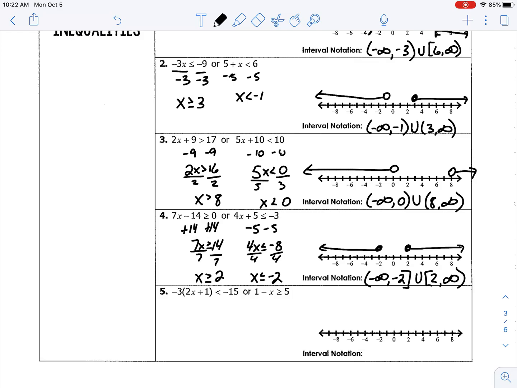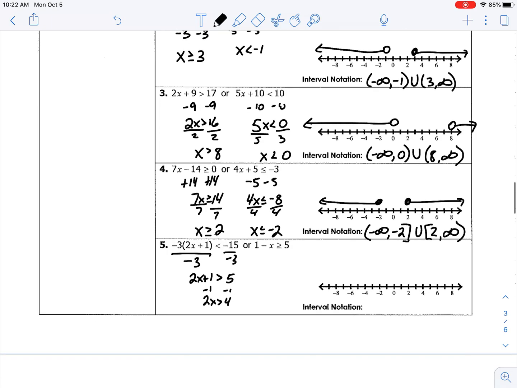In our last example, I'm going to do it a different way just because we can. There's just that one product over there, so I'm going to divide by negative 3. I divided by a negative, so I remember I'm going to switch that inequality sign. We're going to subtract the 1 over there and get 2x is greater than 4. And so with my remaining space, which is none, we get that.